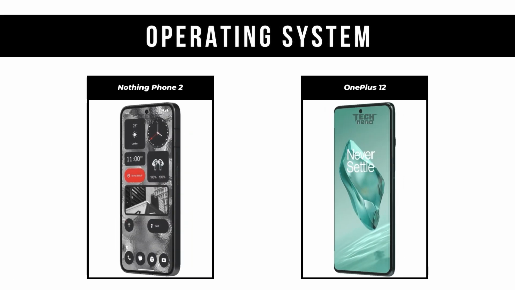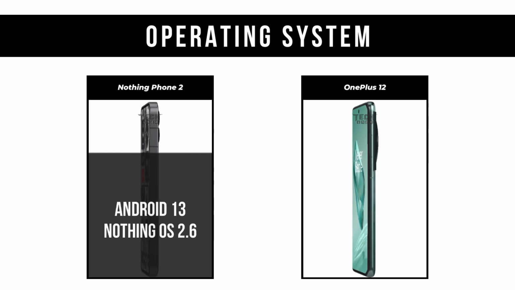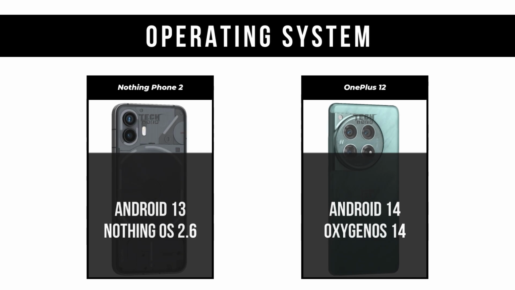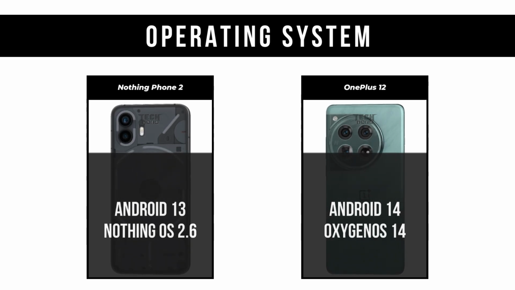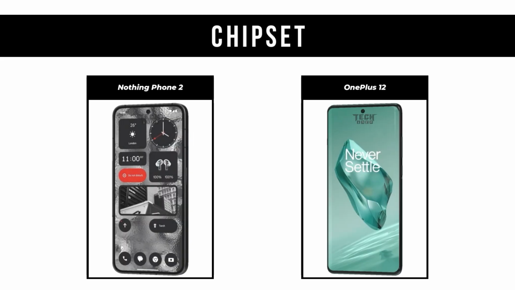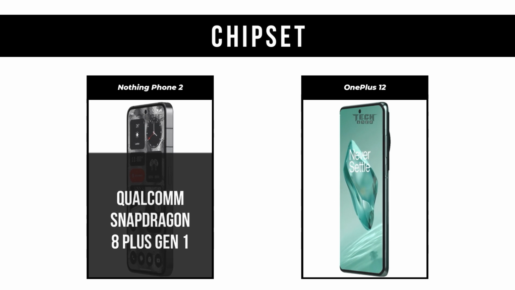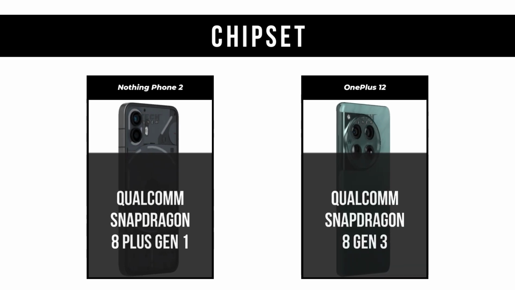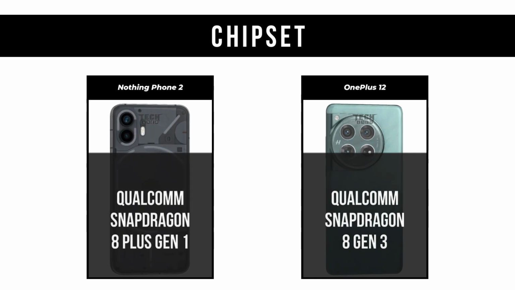Operating system. Nothing Phone 2 is Android 13, Nothing OS 2.6. OnePlus 12 is Android 14, Oxygen OS 14. Chipset. Nothing Phone 2 is Qualcomm Snapdragon 8 Plus Gen 1. OnePlus 12 is Qualcomm Snapdragon 8 Gen 3.